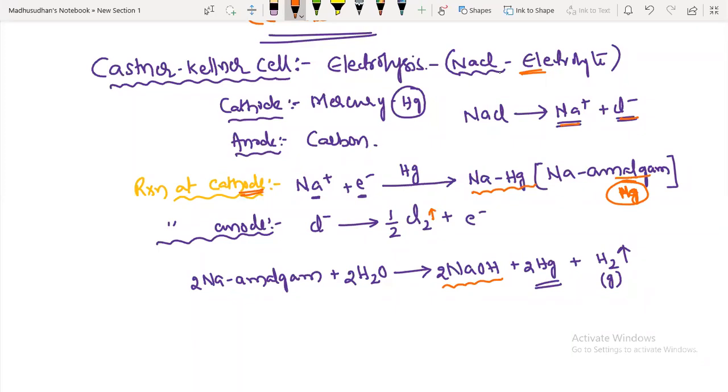So they will ask how the questions are. Sodium hydroxide or caustic soda is prepared by which method? Castner-Kellner cell. What is the electrolyte used in this? Sodium chloride. And the cathode used is mercury. Chlorine gas is released at the anode. Amalgam is forming at the cathode. And what is the last step? Reaction with water, that you are getting caustic soda.